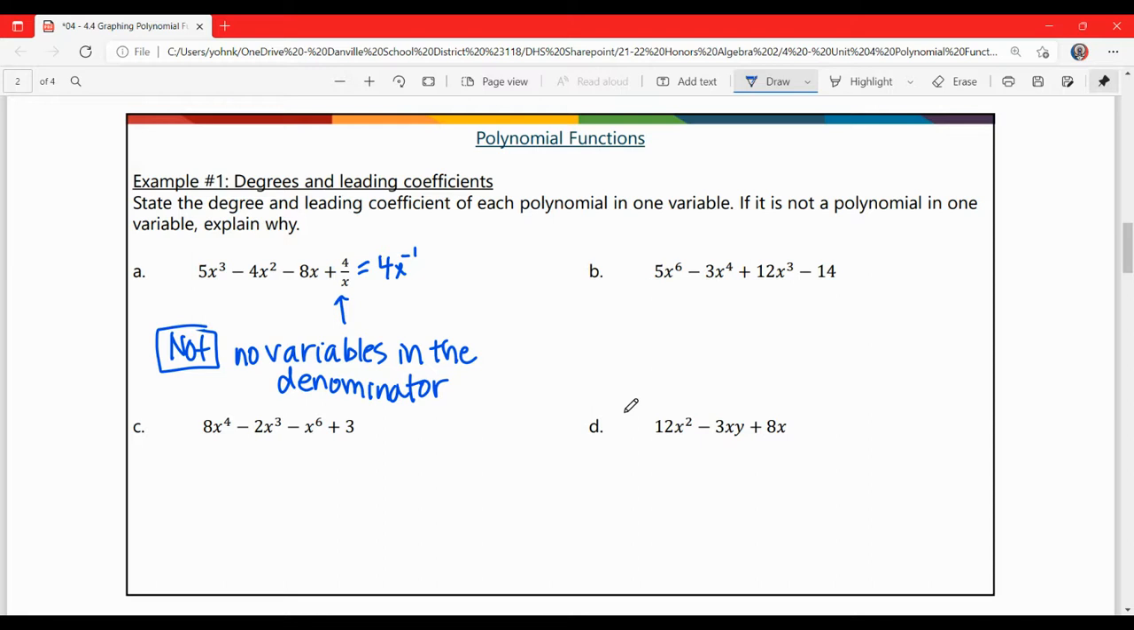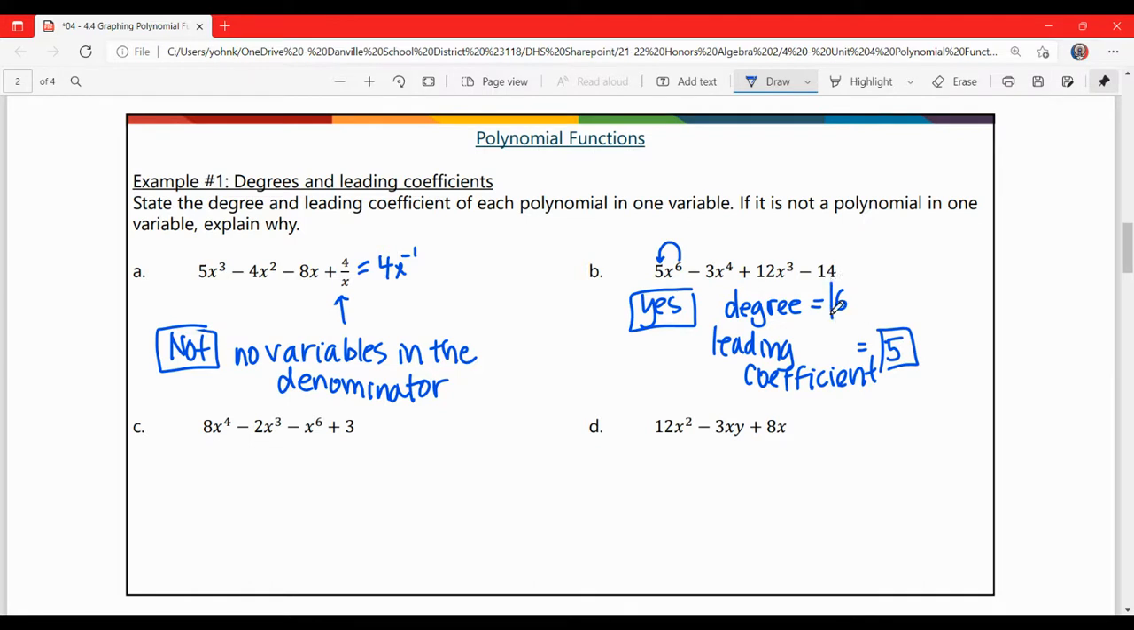All right, if we take a look at letter B, 5x to the 6th minus 3x to the 4th plus 12x cubed minus 14. All the values are in descending order. It's all only one variable. This looks like a polynomial, so we're going to say yes, it is. If it is a polynomial, we have to pick out the degree and the leading coefficient. So my degree is going to be the highest exponent, which is 6. And my leading coefficient is whatever the value is in front, and that's 5. So 6 and 5.